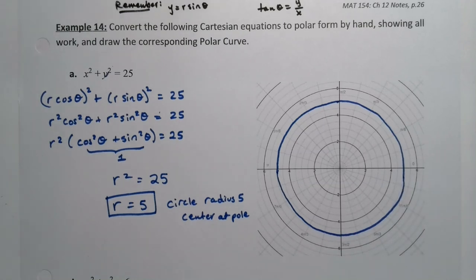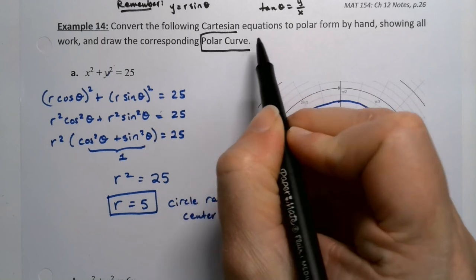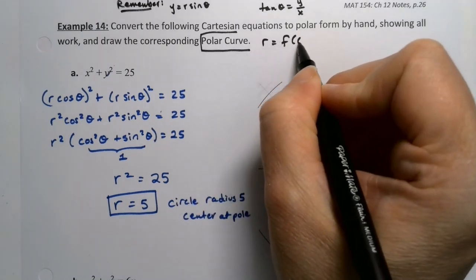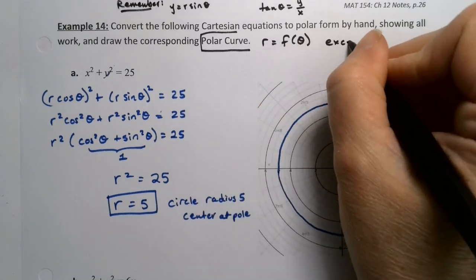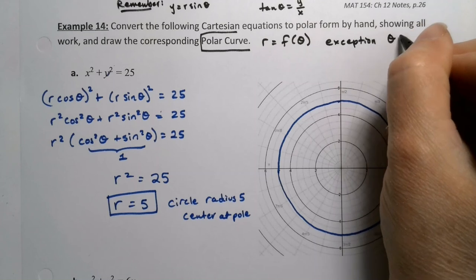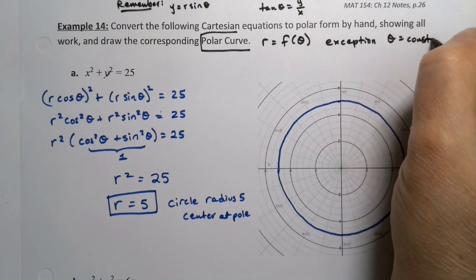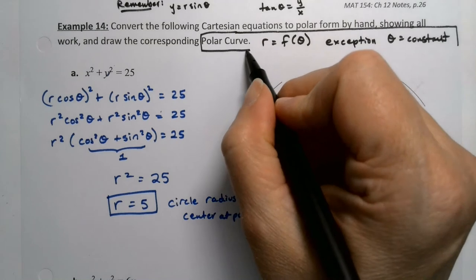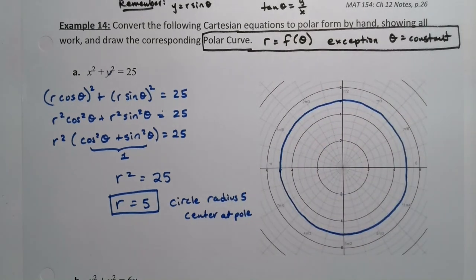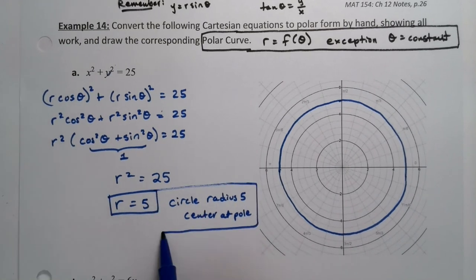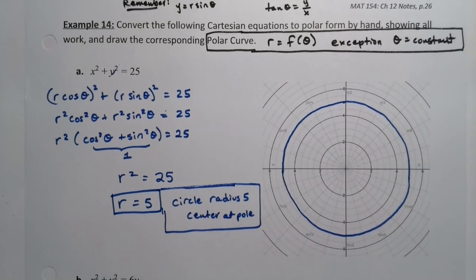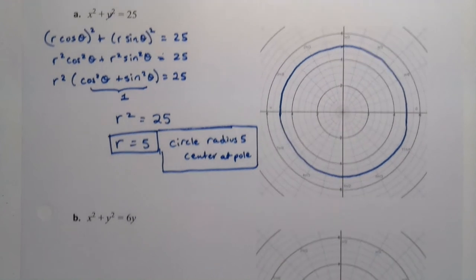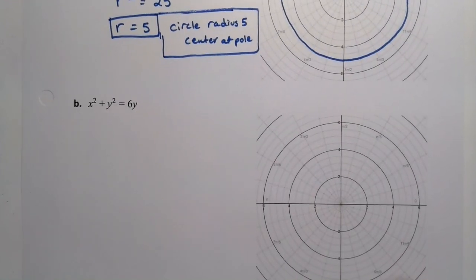Remember that a polar curve will be r is equal to some function of theta, with the only exception to that being theta equal to a constant, right, which would be a diagonal line that goes through the pole. So when we're looking for a polar curve, we're looking for something in that form. All right, so that's easy. So we've got a circle of radius 5 with the center at the pole, which is what r equals 5 is. All right, now for this one, this won't be as simple as that one.